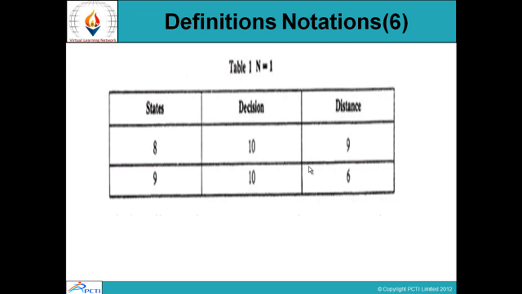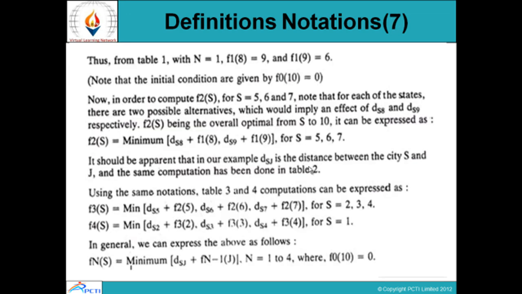Definition notation 6: states 8, 9, decision 10, 10, and distance 9 and 6 kilometers. So from table 1 with n equal to 1, f_1(8) equals 9 and f_1(9) equals 6. Note that the initial conditions are given by f_0(10), which is equal to 0.